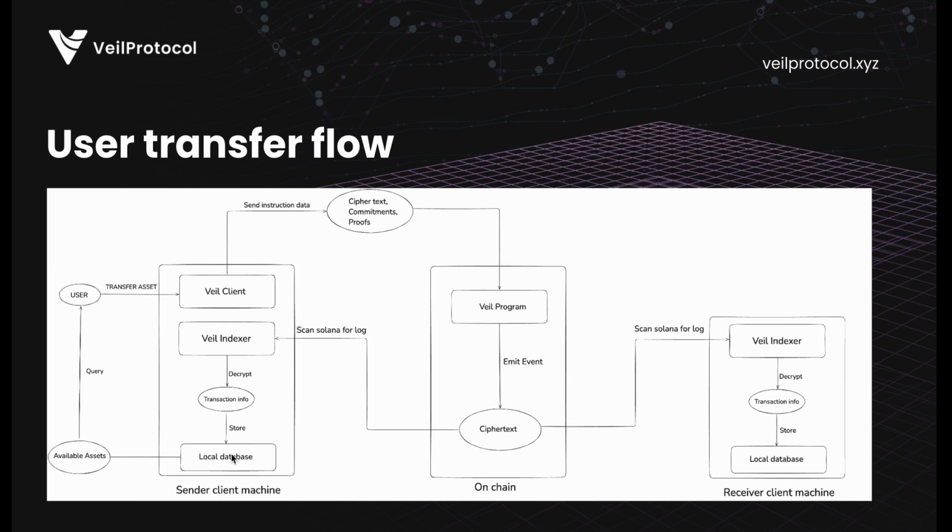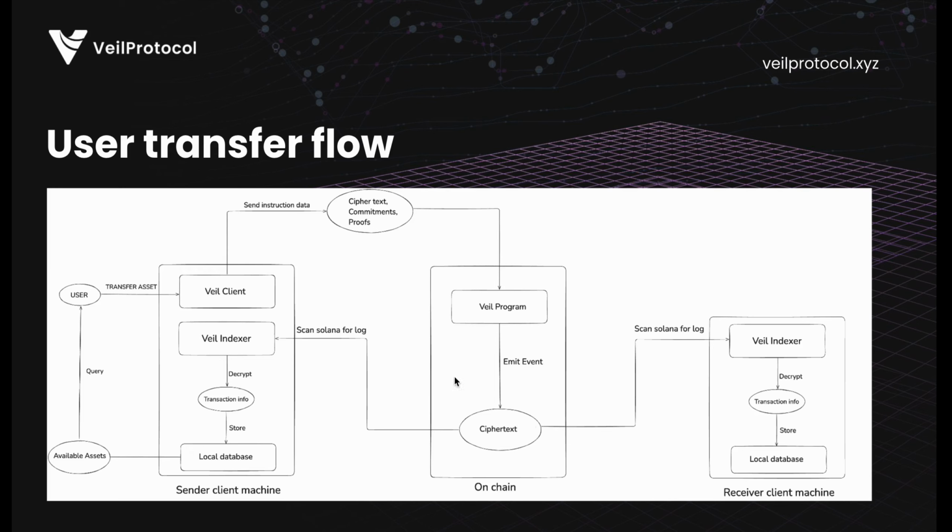So for transfer, since all the available UTXOs are stored in our local database, users can query for those, essentially querying their available shielded balance. Then they can choose what to spend and ask the Veil client to create the ciphertext, the new commitments that indicate the new balance of both the sender and the receiver, and the zk proof that they own all these UTXOs. The Veil program will verify it and emit the event, including all the ciphertext.